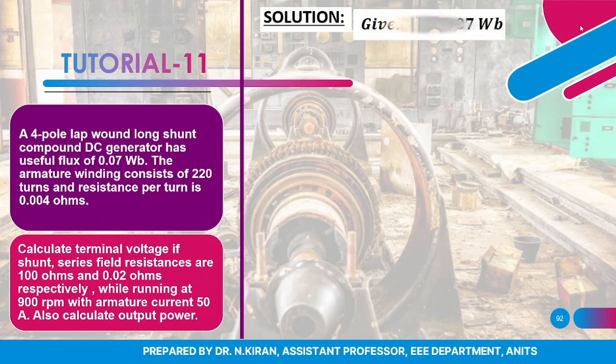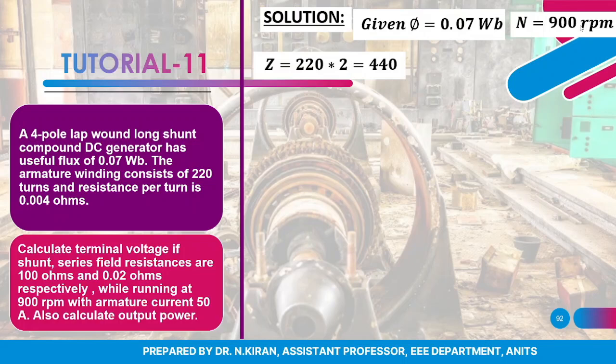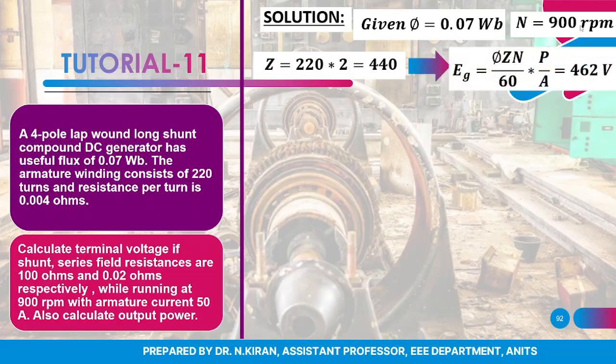here given that flux is 0.07 Webers, speed is given as 900 rpm. Here conductors are not given, but number of turns are given, 220. So each turn will have 2 conductors. So total number of conductors will be 220 into 2, that is 440. You know the expression for Eg, which is phi Z N by 60 into P by A. Just substituting all the values, since it is lap wound, A is equal to P, which is equal to 4. So that will give me around 462 volts.